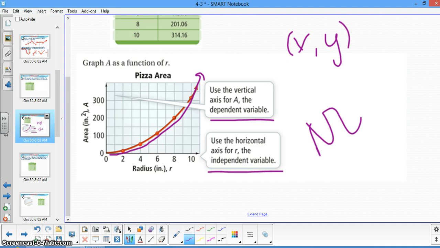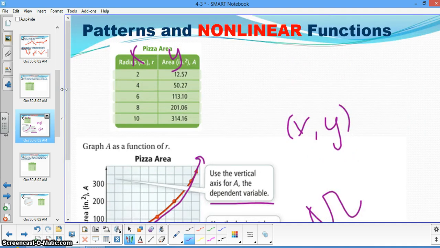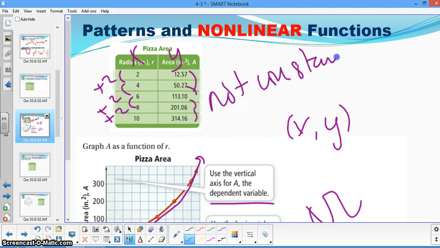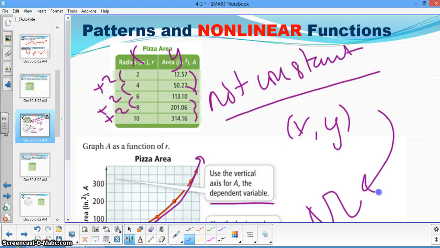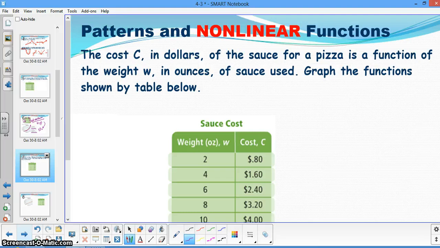Another thing you should have been able to recognize is that there is no constant change. In the x values, there is a constant change increasing by 2. However, if you look at the y values, each change is different. It's not constant. Not constant often equates to nonlinear. Let's take a look at another example.